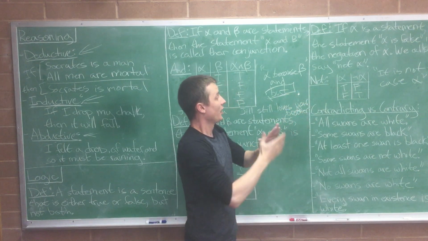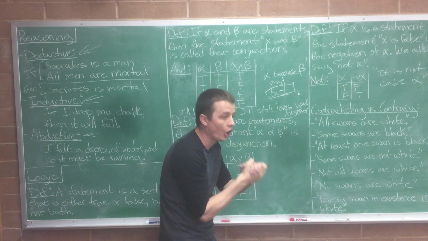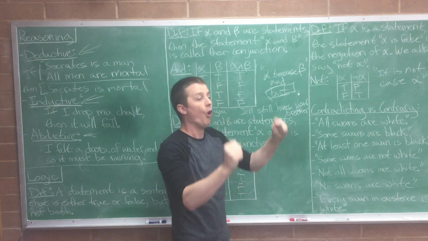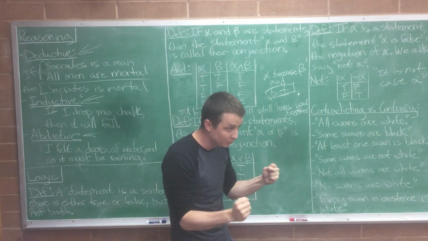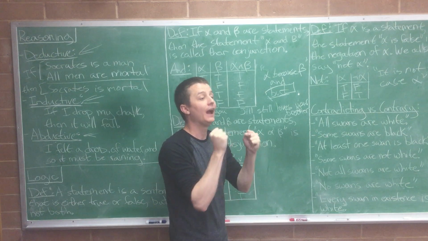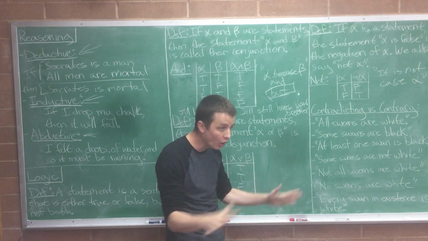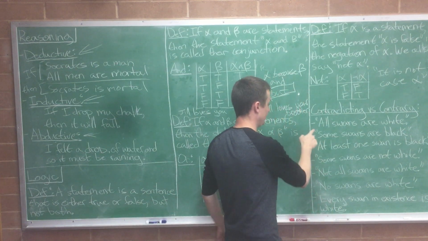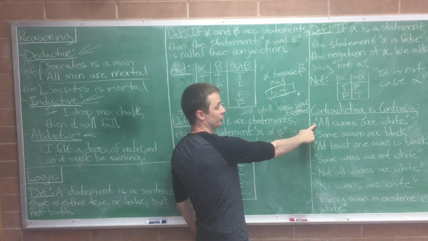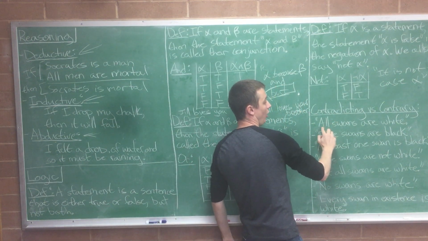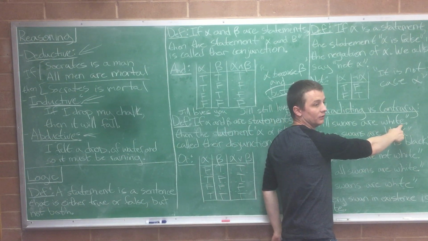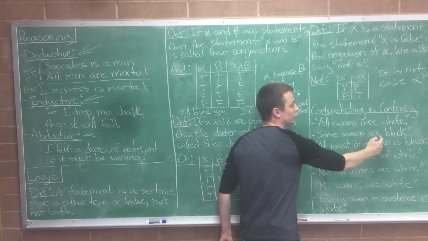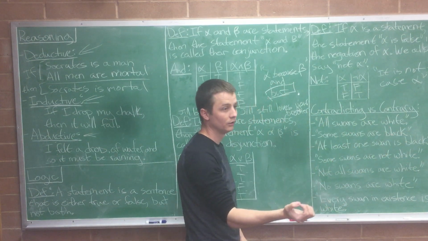So, not alpha is the contradiction of alpha. When you have two contradicting statements, one of the statements has to be true, and one of the statements has to be false. There's no way around it. So, let's jump into some examples and then try and hammer the point home some more. All swans are white. Let's look at its contradiction. Its contradiction is some swans are black, right?